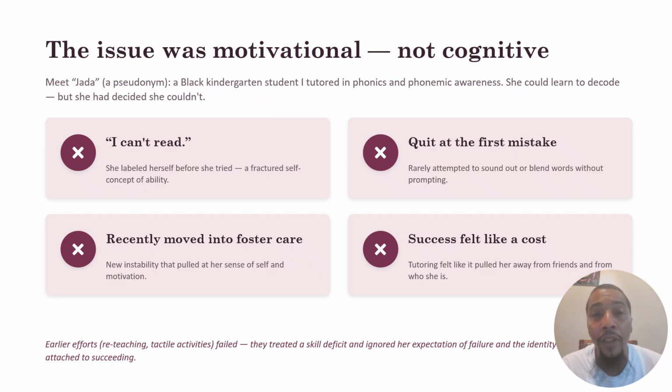Underneath that, she had recently moved into a foster care situation, which took her sense of self, and she started to feel that tutoring pulled her away from her friends and from who she is. Everything I tried before, reteaching the content, tactical activities, all failed because those efforts treated this as a skill defect and completely ignored two things: her expectation of failure and the identity cost she attached to succeeding.